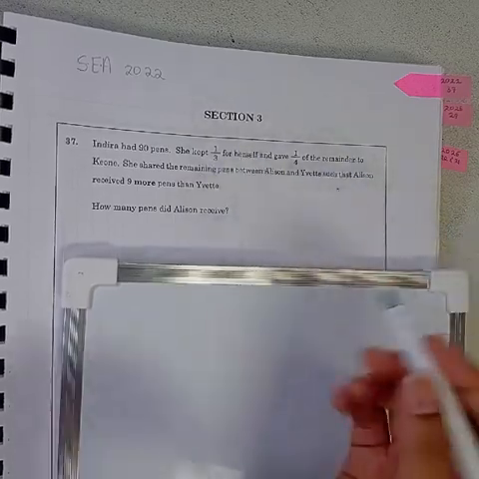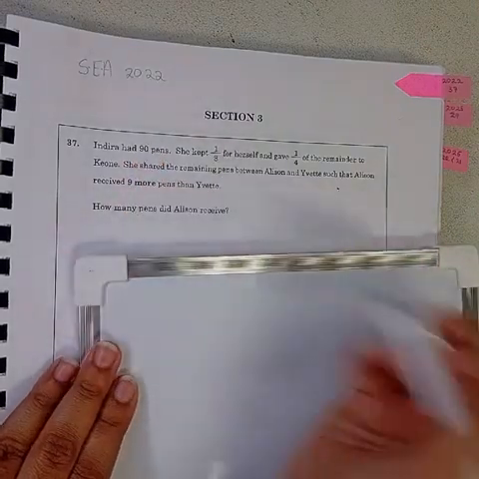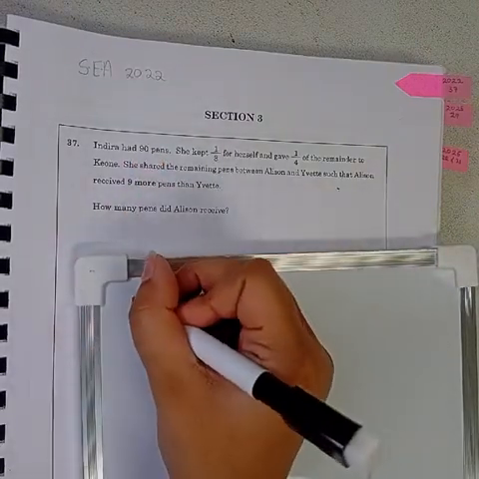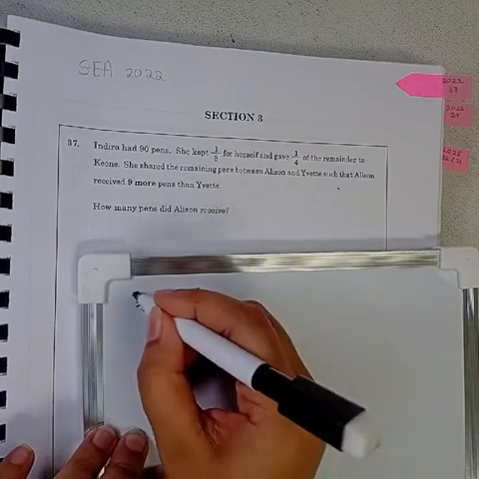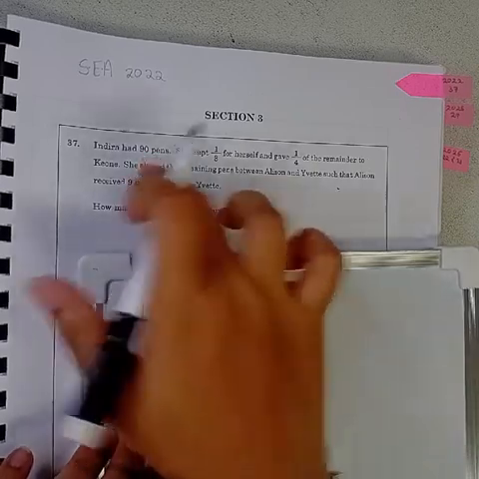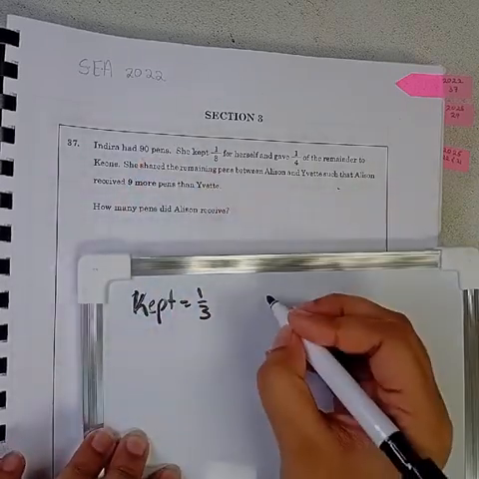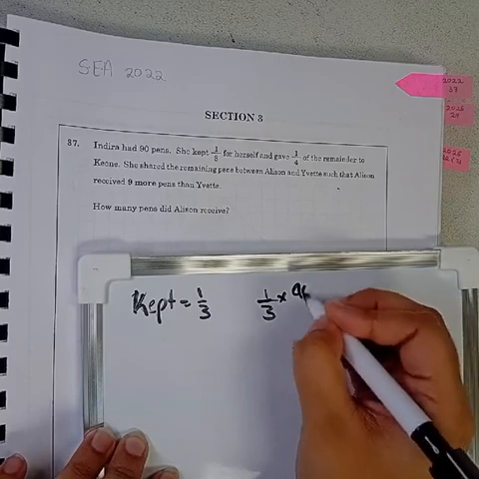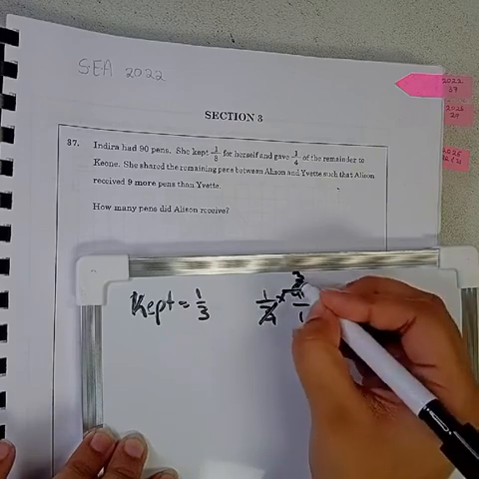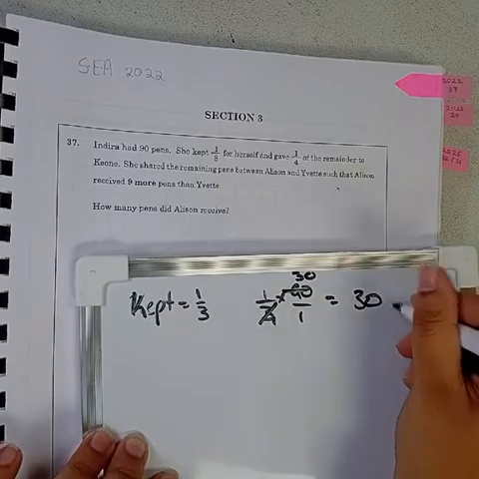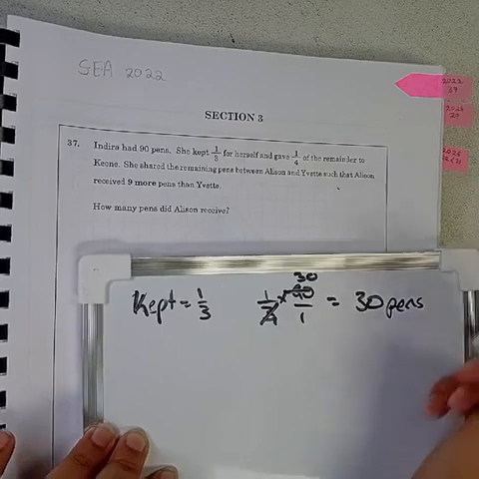So we know she kept one third for herself, right? She had in total 90 pence and she kept one third. So how much did she keep? One third, right? Now they gave us the total amount of pence, so we can find this out easily. We know one third multiplied by 90 over 1, we will get 30. Simplify it here for you guys. 30, right? So this is what she kept.